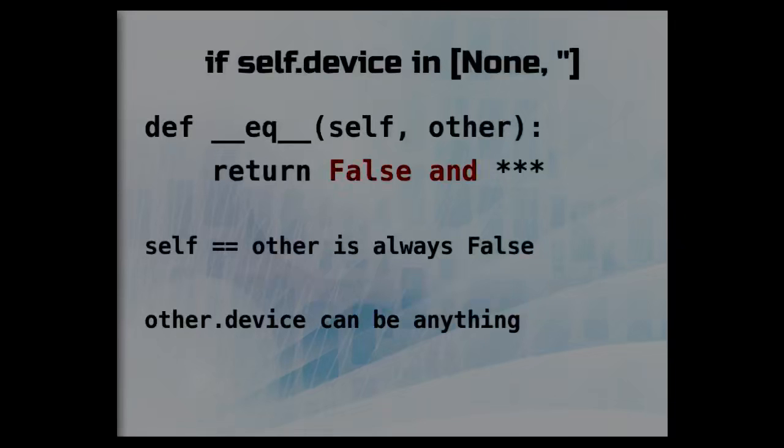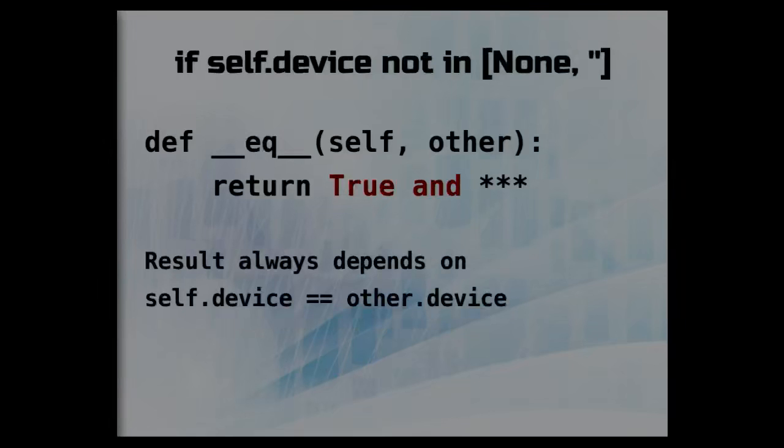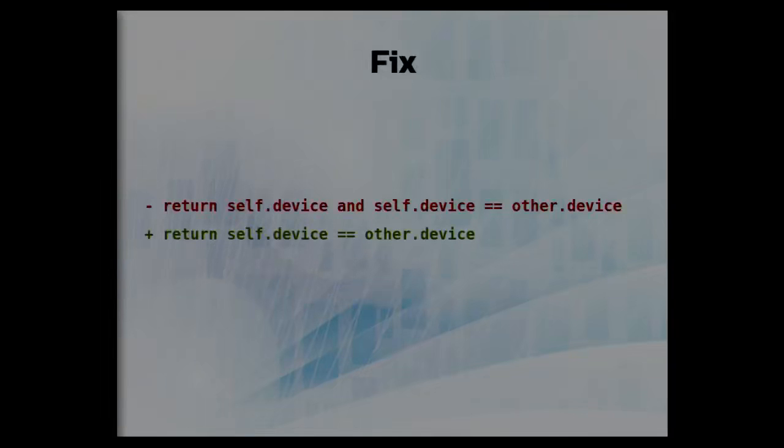So if self.device is None or an empty string, that piece of the Boolean expression always evaluates to false, and the entire return value is always false. So it doesn't matter what the other object you're comparing to is, this method always returns false. And if self.device isn't None or is not an empty string, which means it has some meaningful value in the software, this evaluates to true, and the Boolean expression always depends on the second part. And that's actually the fix. Just remove this first part of the Boolean expression, and here we go.